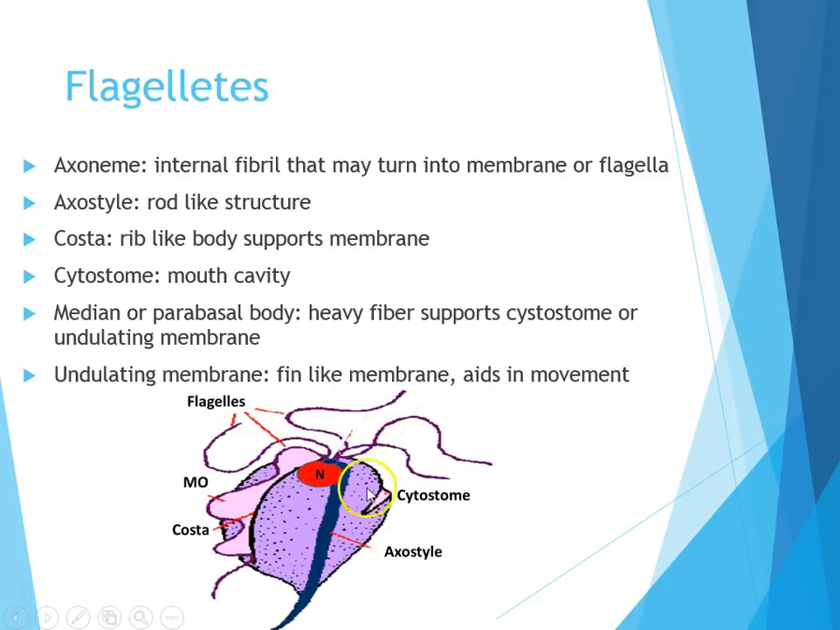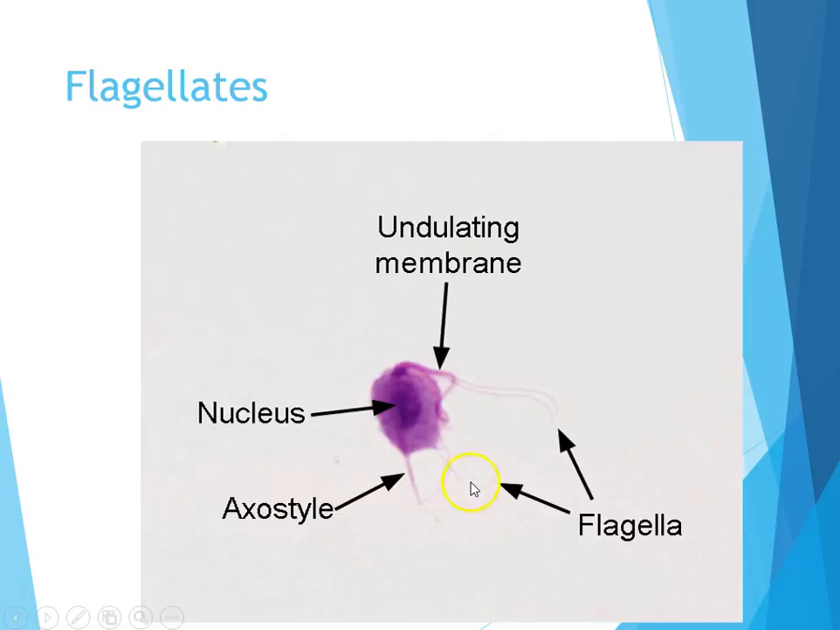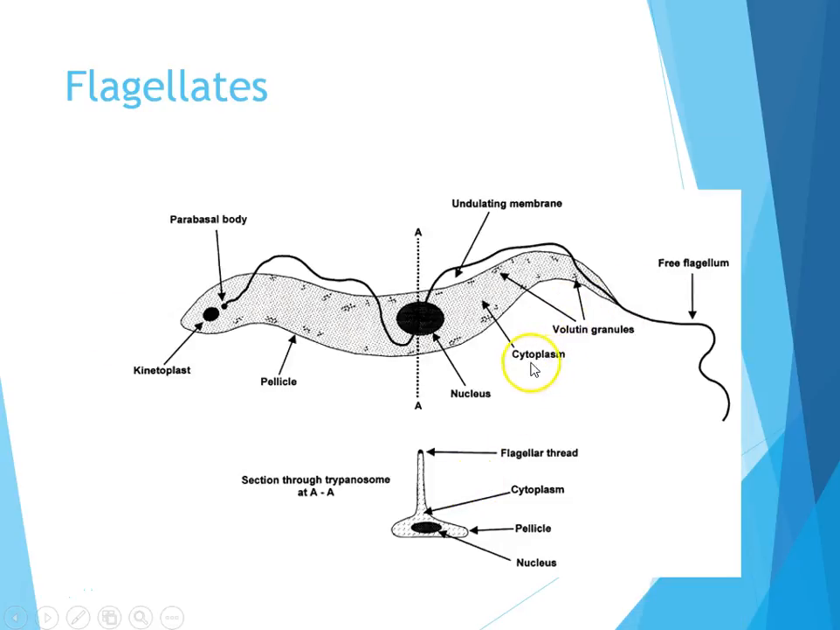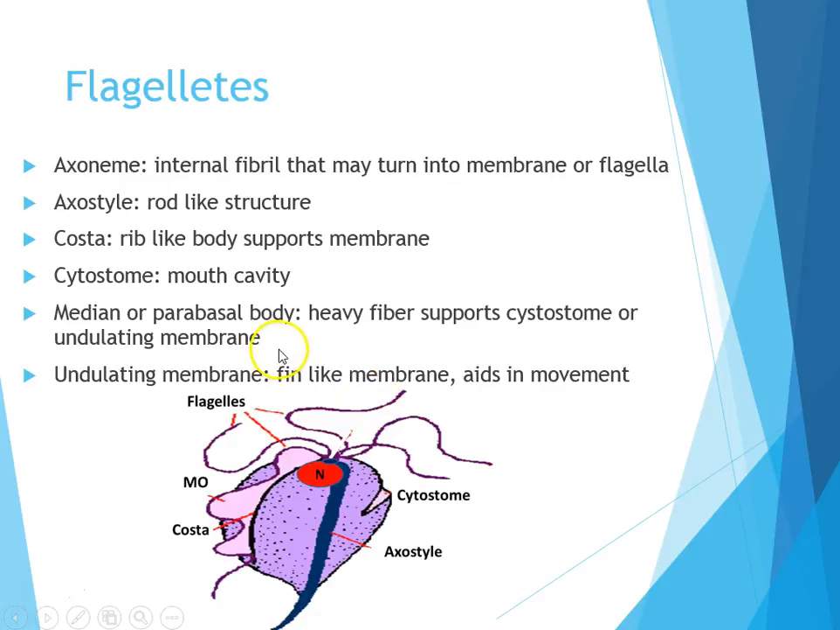The axostyle is a rod-like structure that's kind of like the spine of the organism. The costa is a rib-like body that supports the undulating membrane. So this black line is the costa. The cytostome is the mouth. This is this parasite's mouth. The median or parabasal body is a heavy fiber that supports the cytostome or undulating membrane, and it's not on there. You just need to know what it is, and it looks like a little dot.